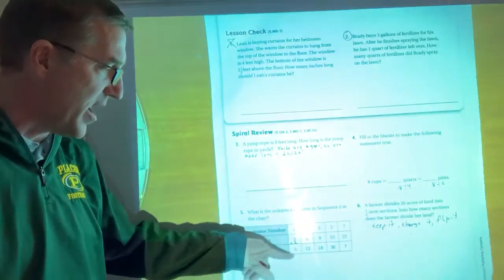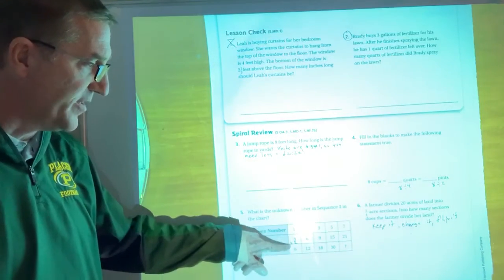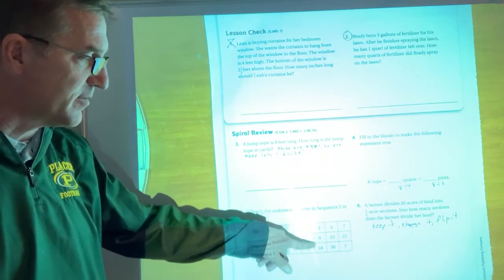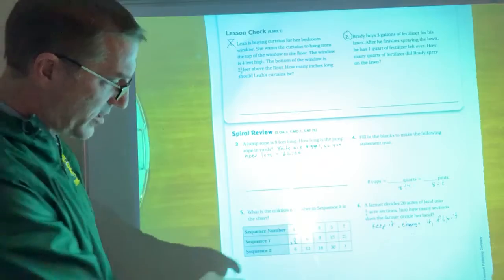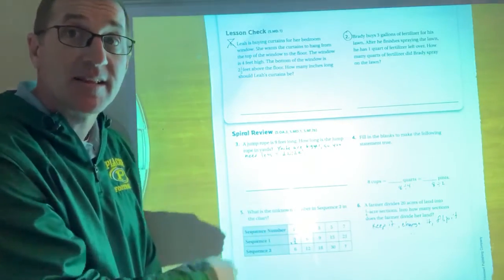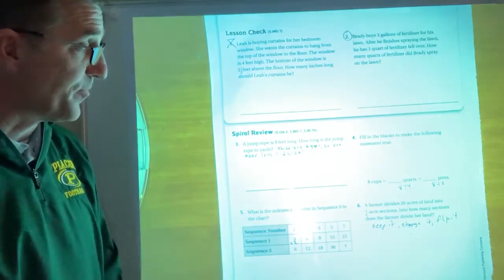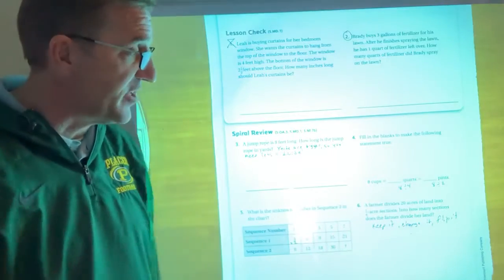Remember, it's a function box, so I find the relationship. 3 times 2 is 6, 6 times 2 is 12, 9 times 2 is 18, 15 times 2 is 30, 21 times 2, right? So you've got to go right to the small numbers first, just like the last chapter. And then this is keep it, change it, flip it.